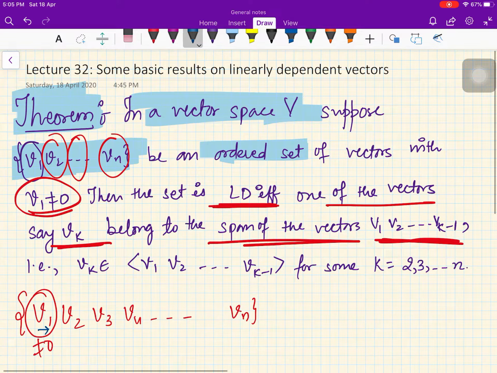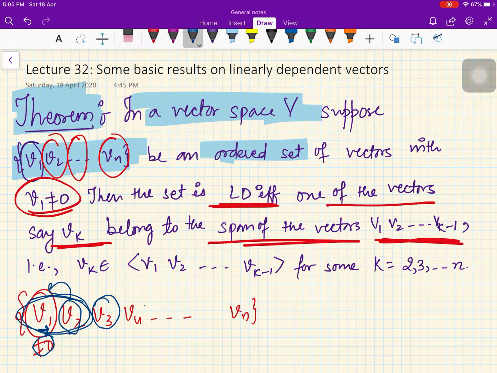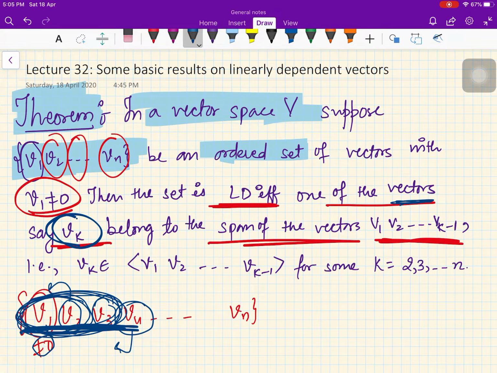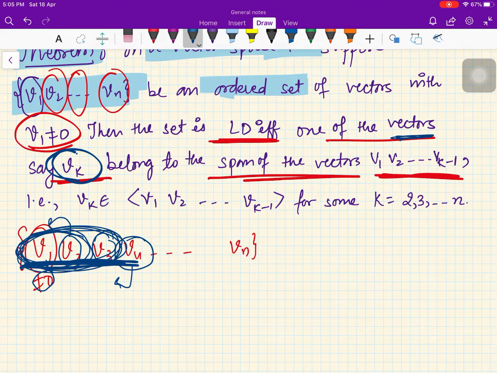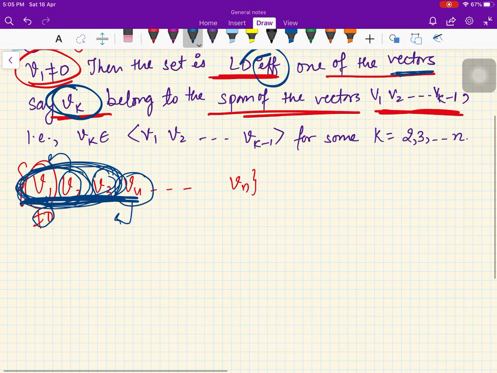Then if this set is linearly dependent, you can start looking from the beginning. v1 is non-zero. Then v2: if v2 is a linear combination of v1, it is a scalar multiple of v1. If not, then v3 will be a linear combination of these two. If not, v4 will be a linear combination of these three. So at least one of the vectors, some vk, will be a linear combination of its prior vectors. Let us prove this result, and we have to prove the if and only if. One part is quite easy, so let us do this.